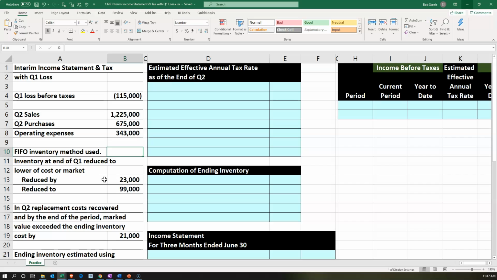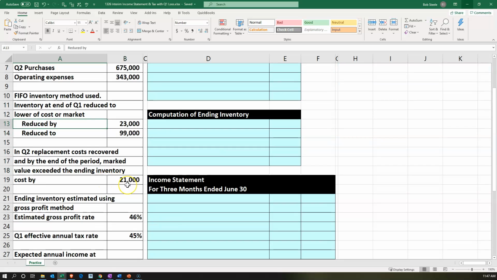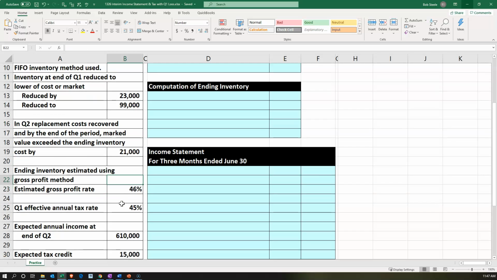Inventory at the end of Q1 reduced to lower of cost or market. So there was a reduction of inventory in Q1 to the lower of cost or market. So it was reduced by 23,000, reduced to 99,000. And then in Q2, the quarter that we're looking at, replacement costs recovered, and by the end of the period, market value exceeded the ending inventory by cost by 21,000. So we'll make an adjustment related to that lowering and then it bouncing back there.